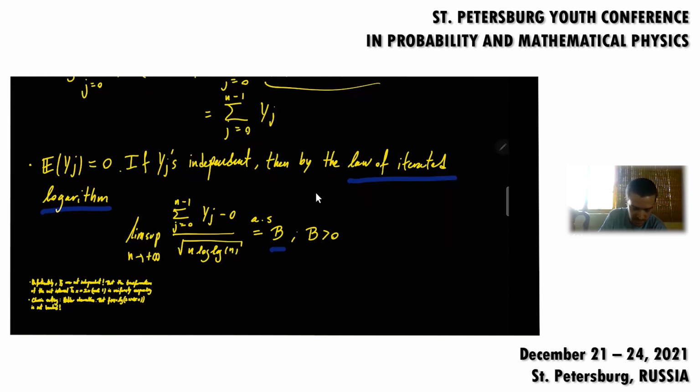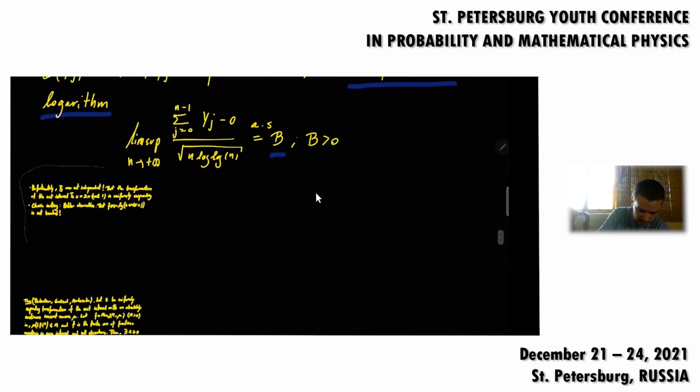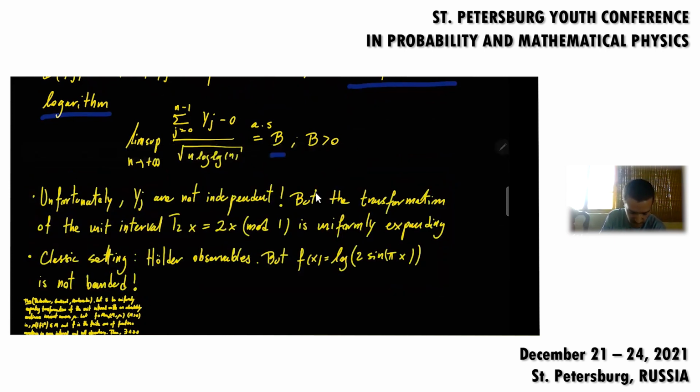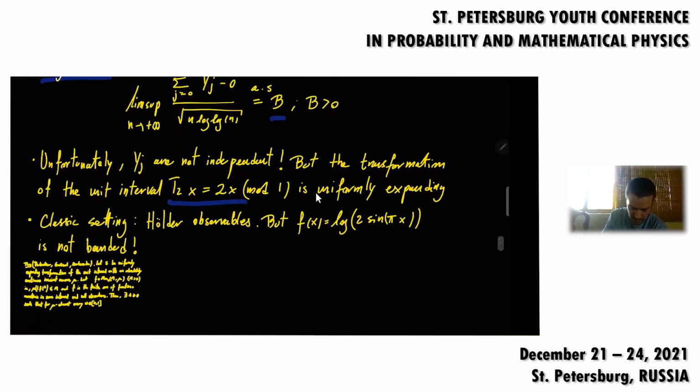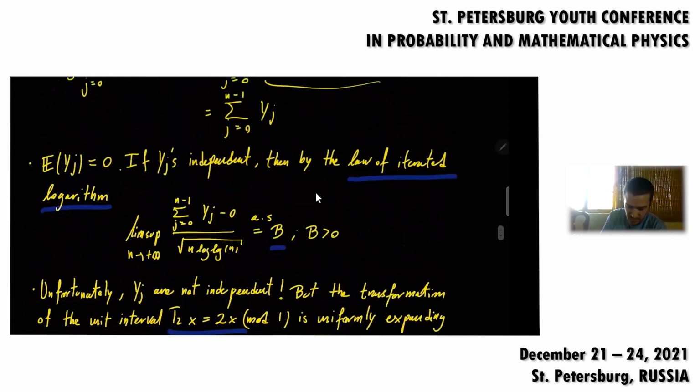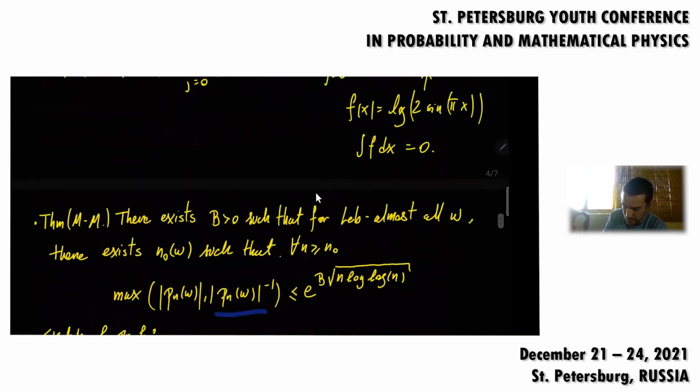It will only be that. But unfortunately, of course, this is not the case since we have 2 problems. The random variables yj are not independent. But in that case, we can still do something since the transformation given by this 2 times map is mixing. The classical setting is given by Hölder observables. But in our case, this function f that I write down here is not even bounded.